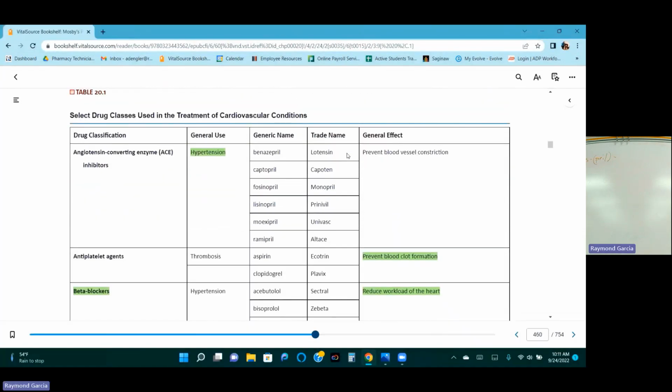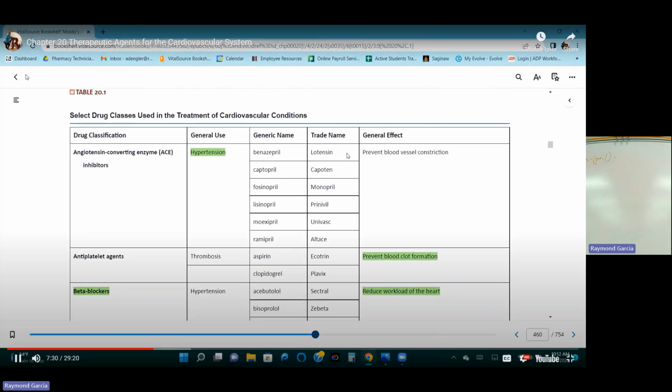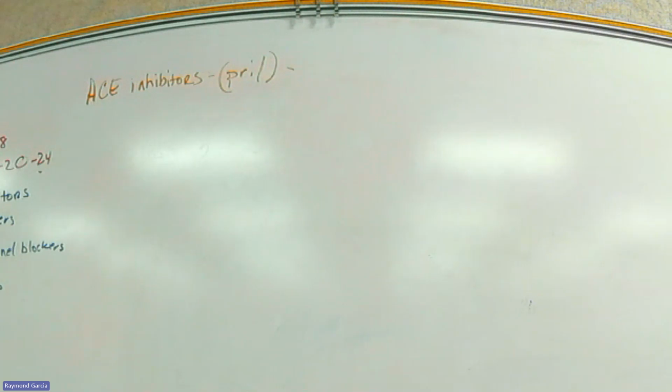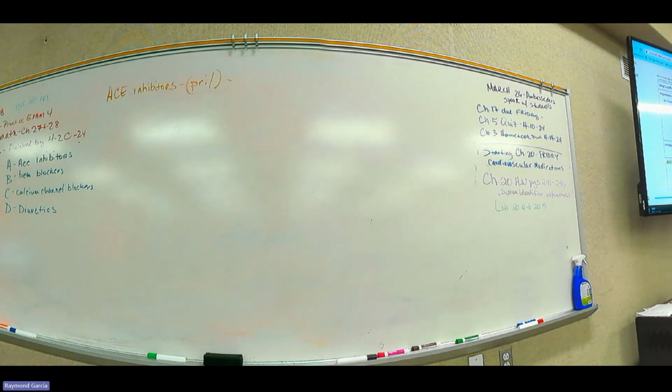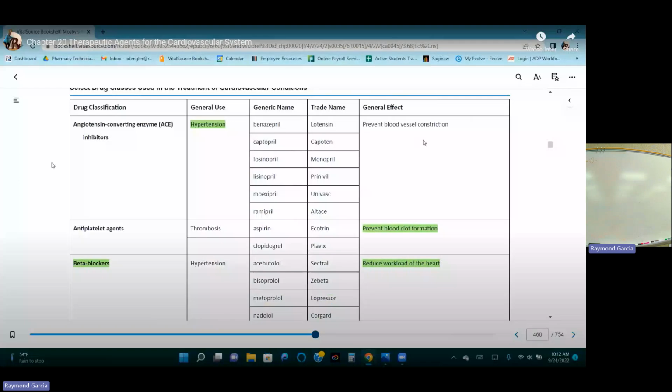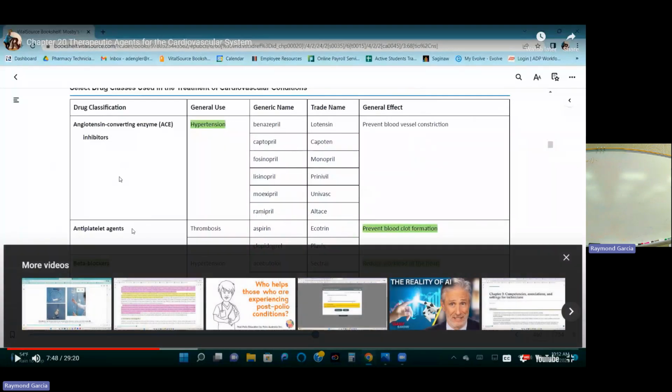Table 20.1 lists select drugs used in the treatment of cardiovascular conditions. So you can see for angiotensin converting enzyme, I've highlighted that the general use is for hypertension. If you look at all of these generic names here, they all have pril as a common ending, and their general effect is to prevent blood vessel constriction. All right, so those that end in pril treat hypertension or high blood pressure.